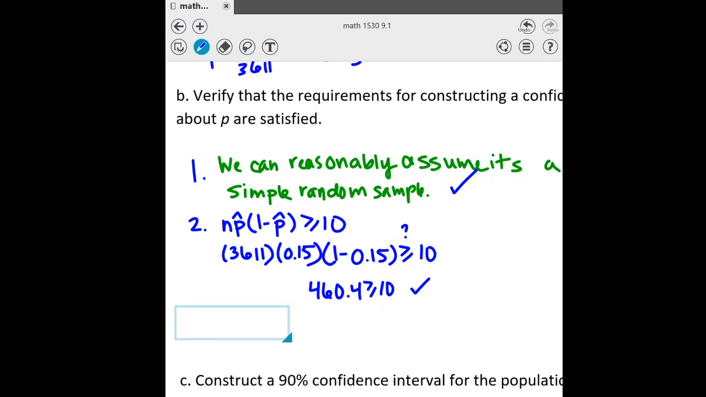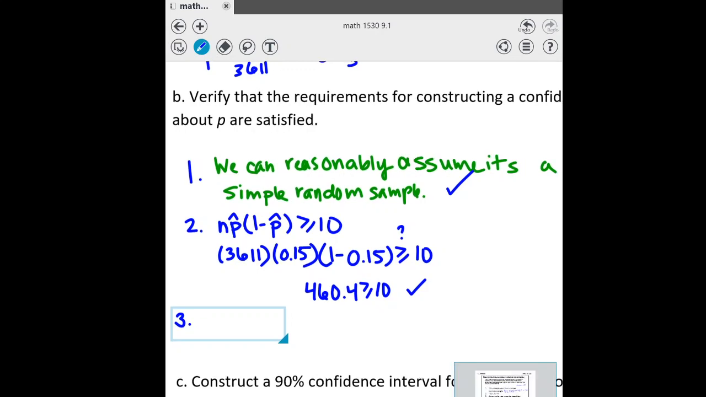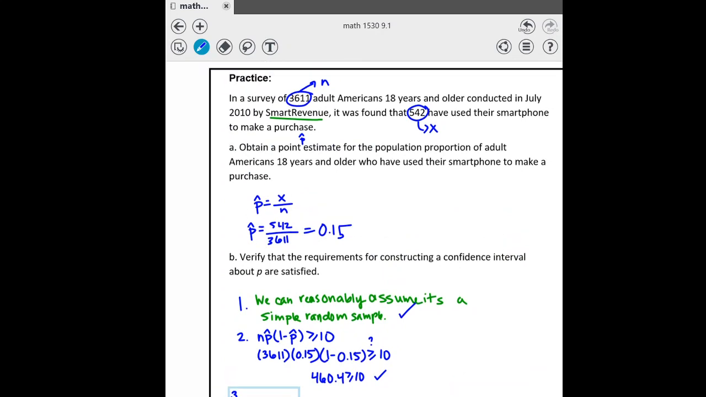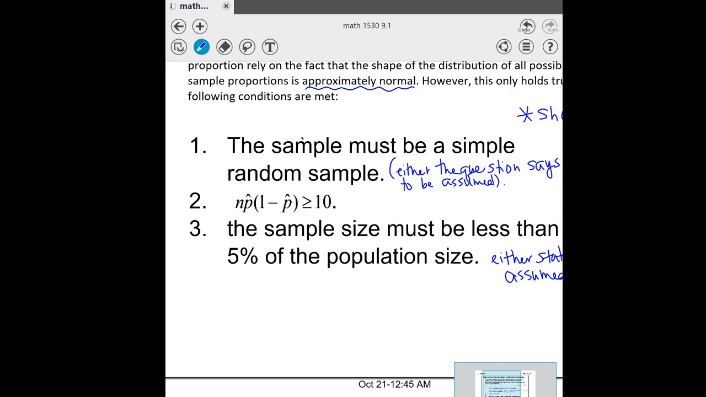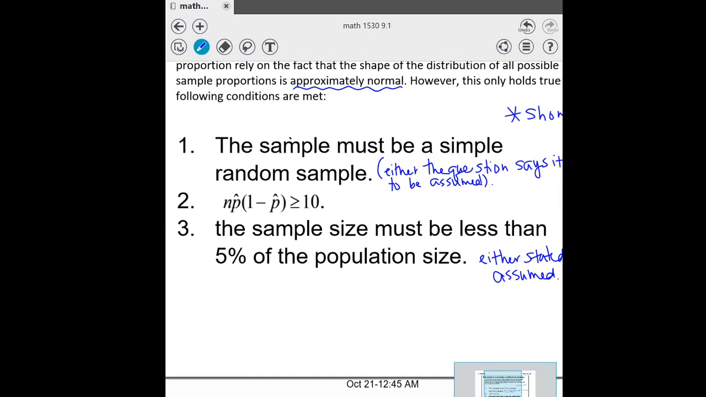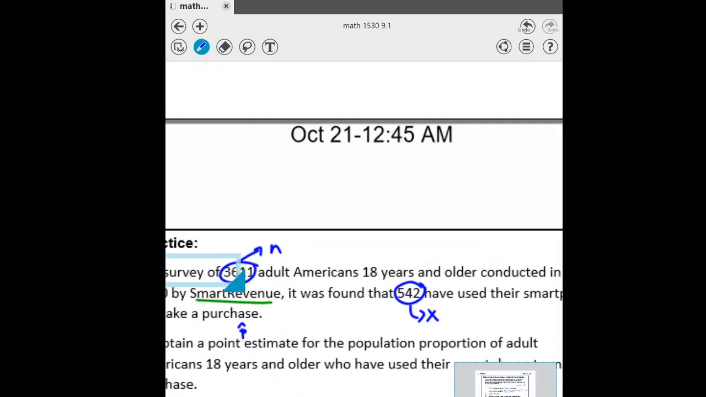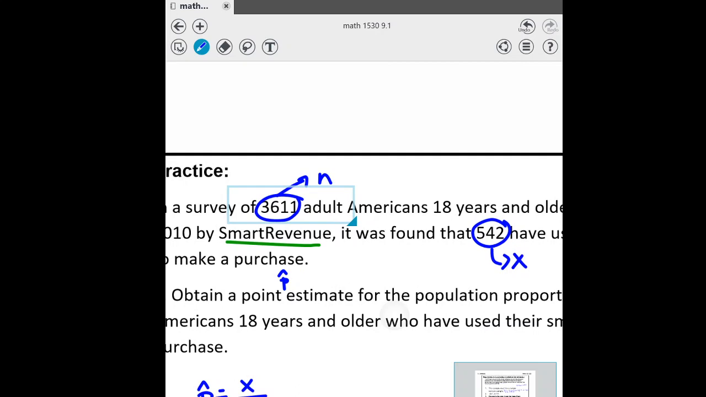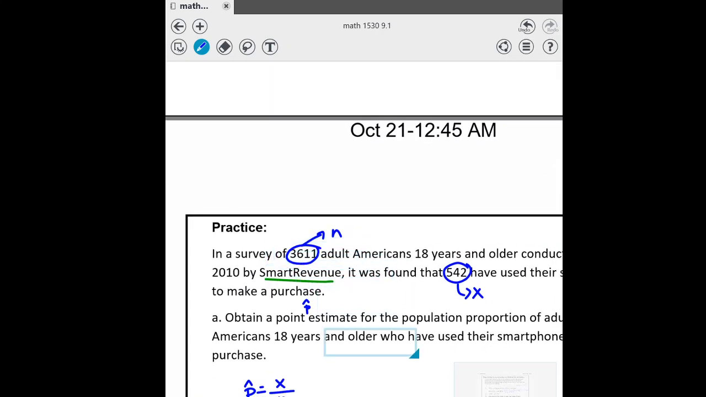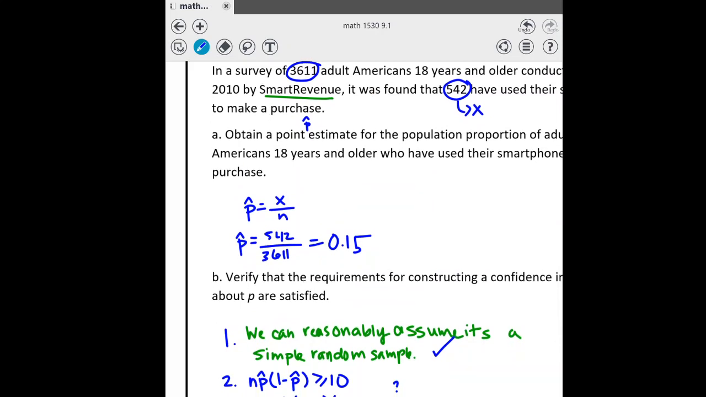Okay, the third requirement is that the sample size has to be less than 5% of the population size. That's what this says up here. The sample size must be less than 5% of the population size. So if we look at our question again, in a survey of 3,611 adult Americans, so our sample is 3,611, and our population is adult Americans 18 or older.